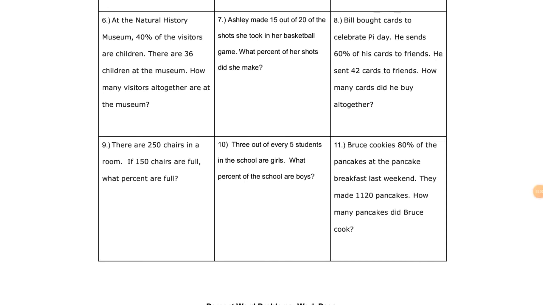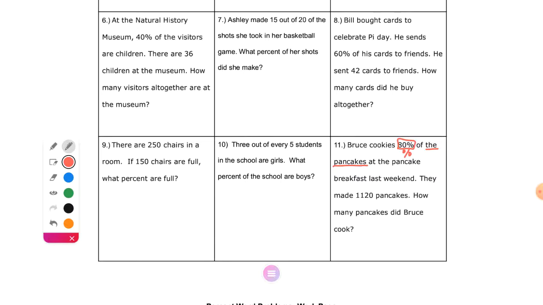That should say Bruce cooks, not cookies. That's a typo. So Bruce cooks 80% of the pancakes at the pancake breakfast. My marker just went out too, so I don't have my button. There it is. Okay, what is my percent? Ethan, that's easy to pick out. 80. So I'm going to underline that. I'll put the percent sign under it. Of the pancakes. I'm going to underline the pancakes. So he cooked 80% of the pancakes at the pancake breakfast.